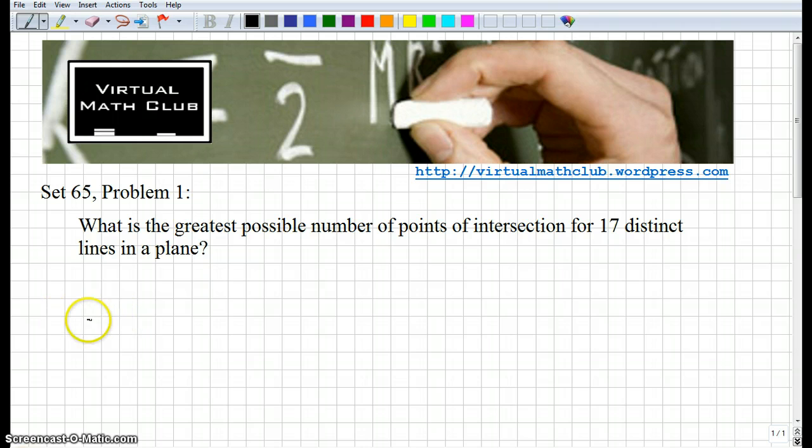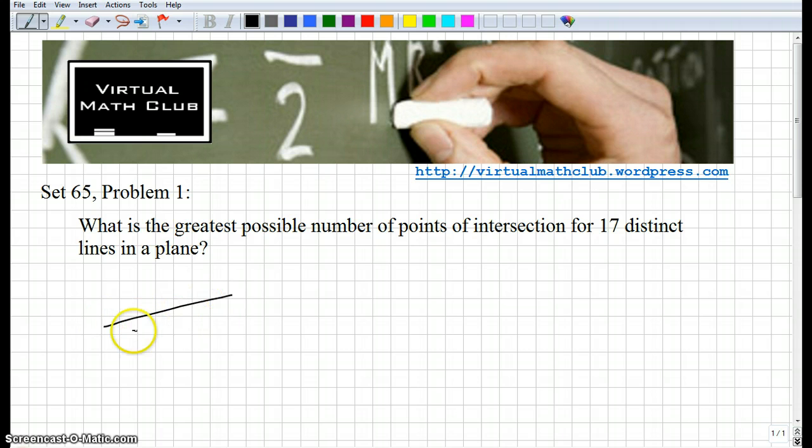Well, if you try to draw 17 lines, I could just start drawing lines and then trying to count intersections. You will have a tough time. It's really hard to do it that way. The easiest way to do this problem is to look for a pattern.